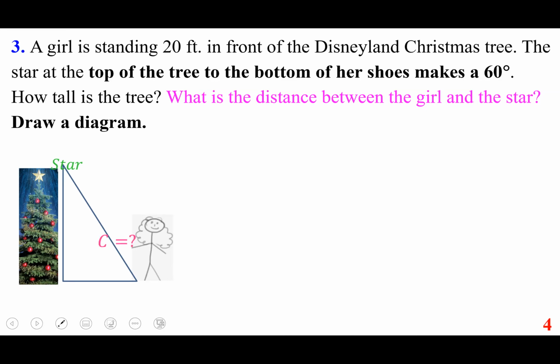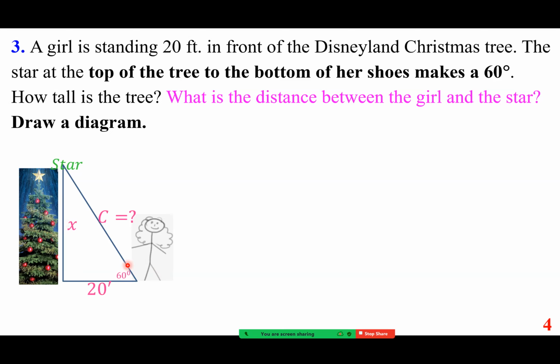We draw this diagram. This is the distance between the girl and the star. So this is what we are looking for. This is 60 degrees. We are writing all the information, we're putting in all the information. This distance is 20 feet. And this height, we call it X.